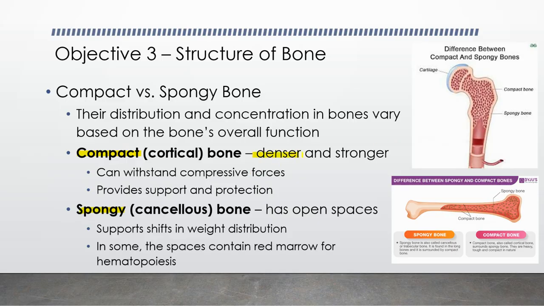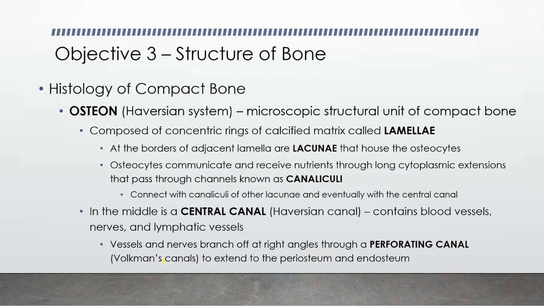But compact bone is going to be denser and stronger. This is what's going to help provide support and protection and withstand compression, whereas spongy bone has these big open spaces. That's going to help reduce the weight of our bones and make our skeleton lighter overall. Also in the spongy bone is where you can find the marrow, where hematopoiesis takes place. And so we're going to take a look at the histology of the compact bone.